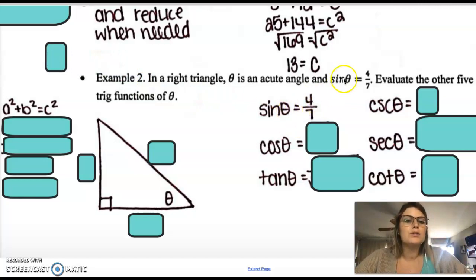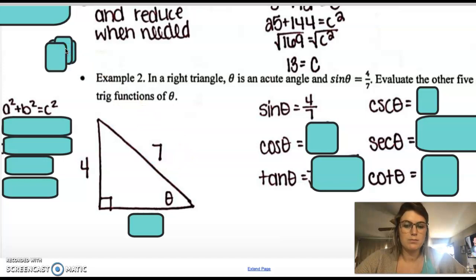Okay, so sine uses opposite and hypotenuse. So from theta, the opposite is 4, and the hypotenuse is 7. That means we have to find the adjacent side. So to do that, we still use the Pythagorean theorem. 4 is either A or B, as long as 7 is C. So I used it as B.